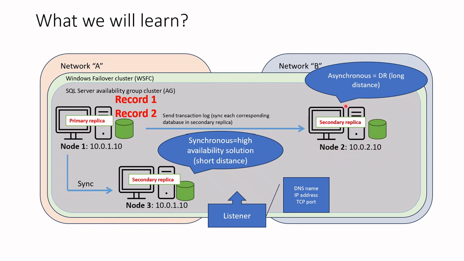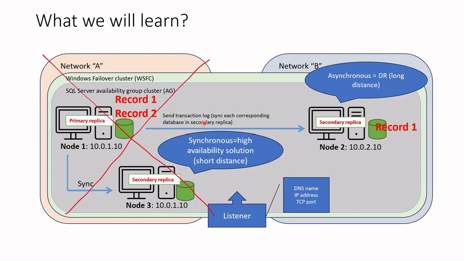We understand that an asynchronous replica never becomes synchronized with the primary replica. It could lag behind at any point in time. Suppose we have two records committed in the primary replica, record 1 and record 2. Record 1 has been synced to node 2 after a while. However, before record 2 was synced, network A went down suddenly due to an outage, right?